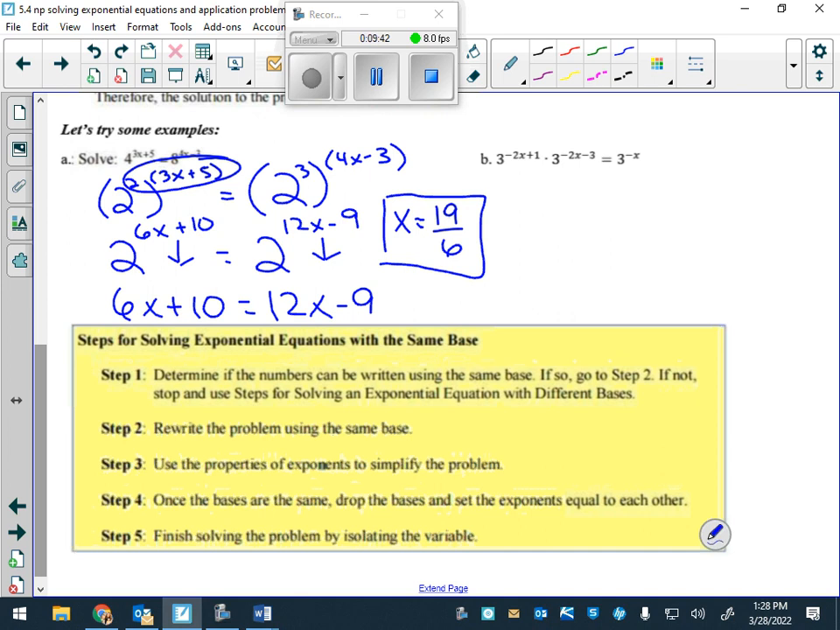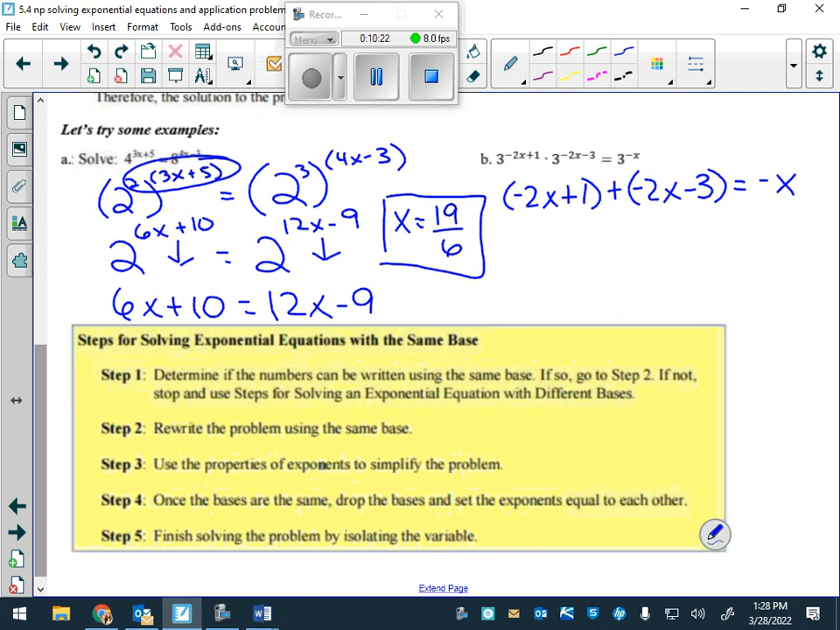Okay. So B is very straightforward. We have all the same base, meaning all 3's. So technically we could just bring these guys down. But what do I have to do with these two? Add them, because when you're multiplying with the same base, what do you do with the exponents? Add. So we have negative 2x plus 1 plus negative 2x minus 3 equals negative x. And I just put them in parentheses just so you could see the expressions.